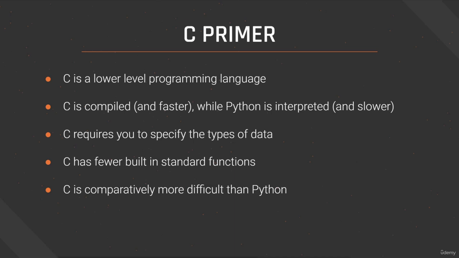C is a lower level programming language when compared with Python. C is compiled while Python is interpreted. And C requires you to specify your data types. C also has fewer built-in standard functions and is comparatively more difficult than Python. And that's because Python abstracts away more complex components, for example, memory management.